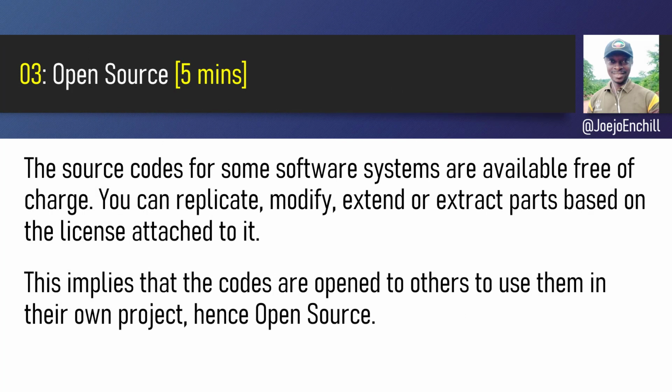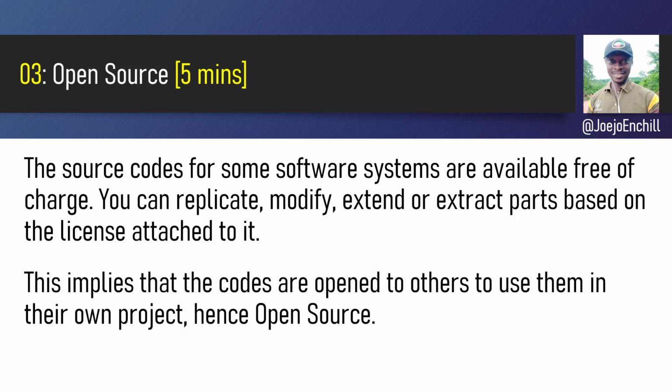Now, after creating source code to make software, programmers can decide that their source code is available to anyone who wants to use it. That is, you can get a copy of that source code, duplicate or replicate it, modify it, extend it, extract parts, based on the permissions available in that license. When this happens, we can refer to your source code as open source.